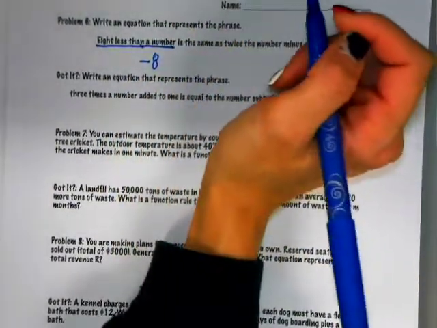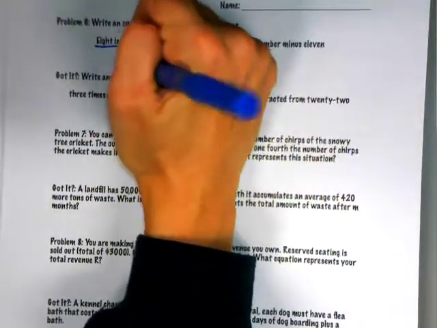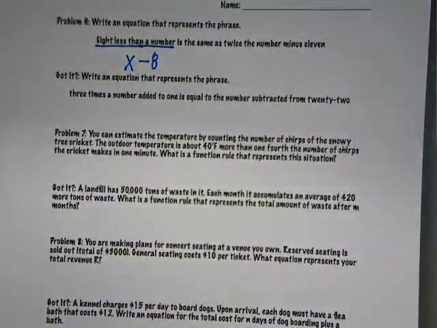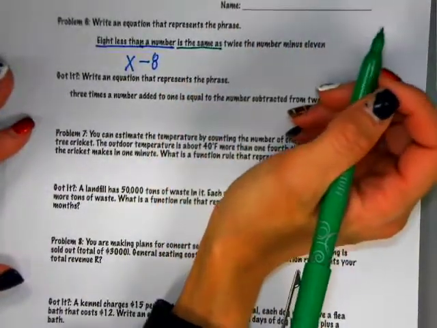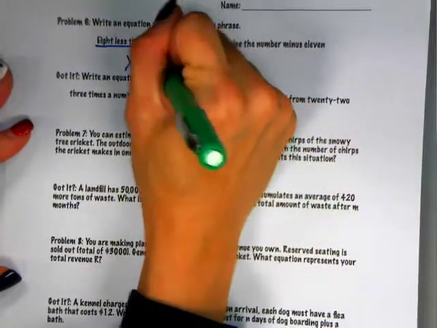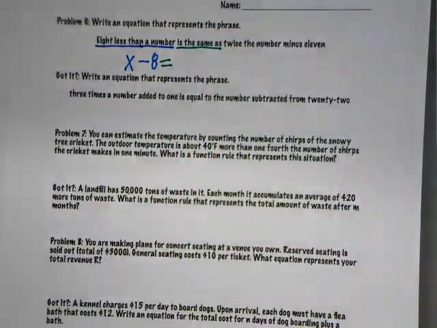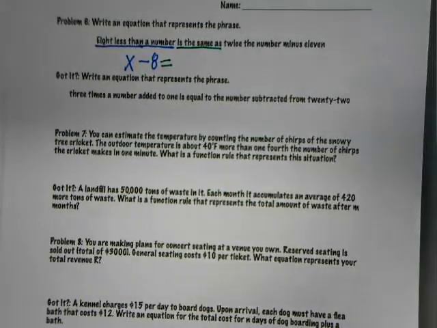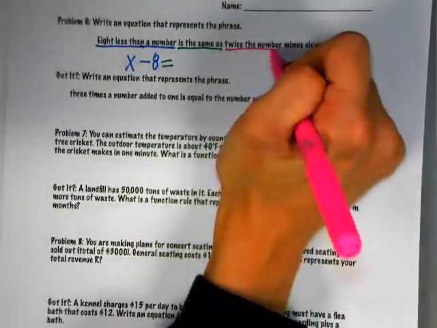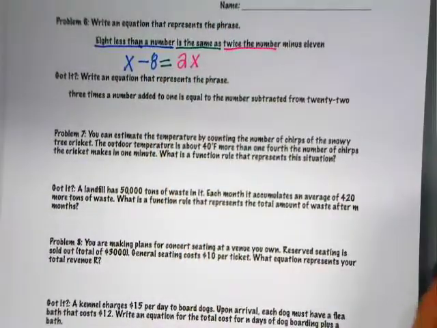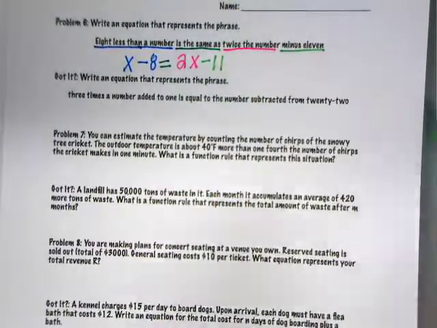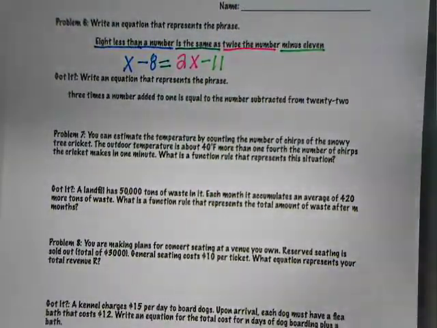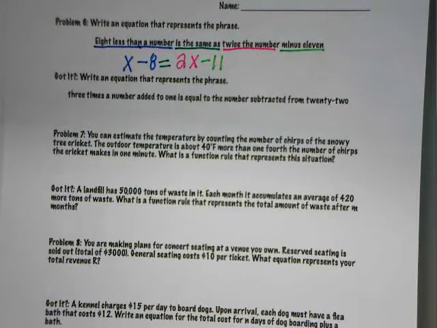So what do you want to do for the number? What variable? X, sure. So x minus 8. 8 less than a number is going to be x minus 8. And then is the same as, what's that going to be? Equals. Twice the number minus 11. So twice the number is going to be 2x. And minus 11, just minus 11. Got it?